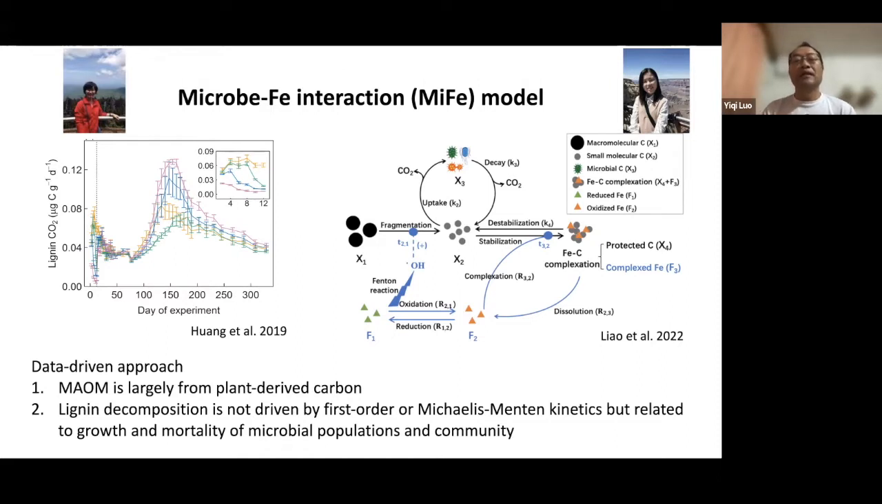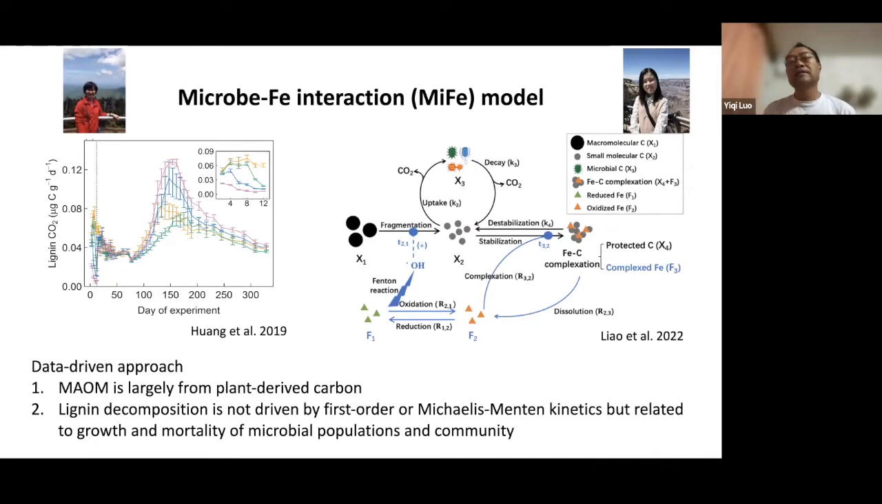Fenton reactions. Then the big macromolecule lignin becomes smaller molecule lignin, as indicated by the gray smaller circles. Those smaller molecule lignin can be utilized by microbes. Then the microbes circulate and generate necromass, which together with small molecule lignin can be stabilized into iron-associated carbon through so-called co-precipitation.